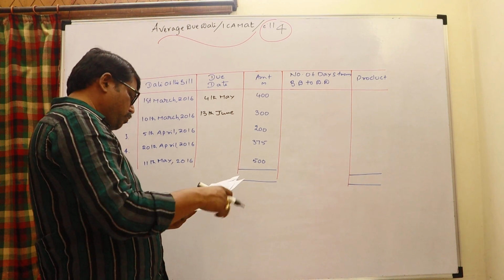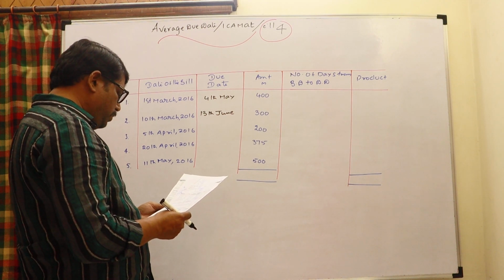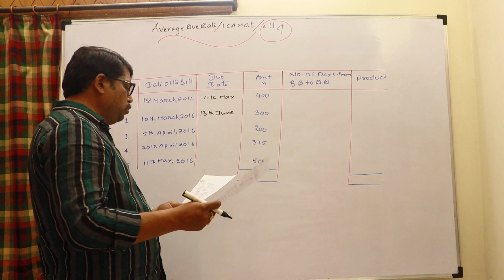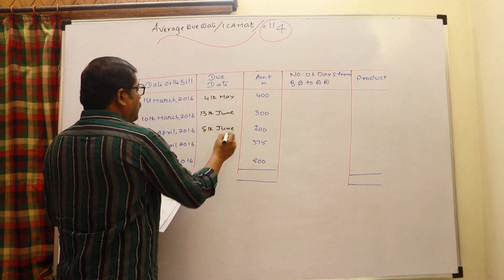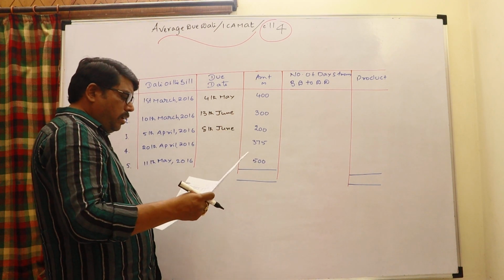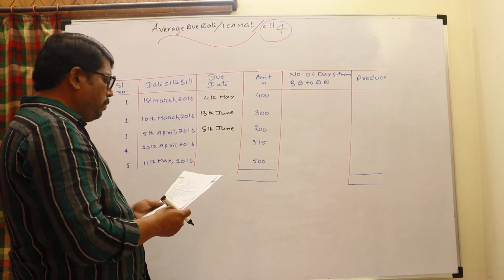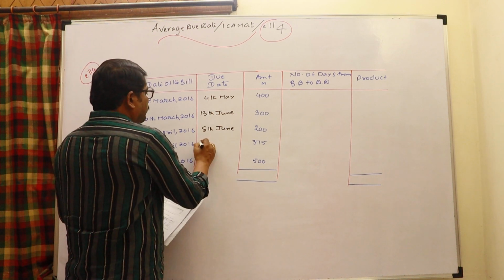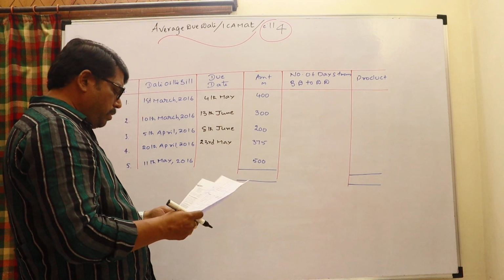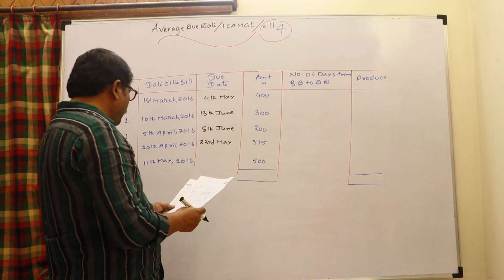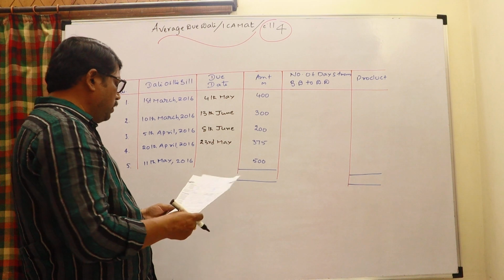Coming back to the next one, 5th April, with a term of 2 months. May, June, plus 3 grace days, so the due date will be 8th June. The 4th bill, the last but one, is 1 month, 20th April: 20th May plus 3 grace days, 23rd May. The last bill is 11th May, a 2 months bill: June, July, plus 3 grace days, 14th July.